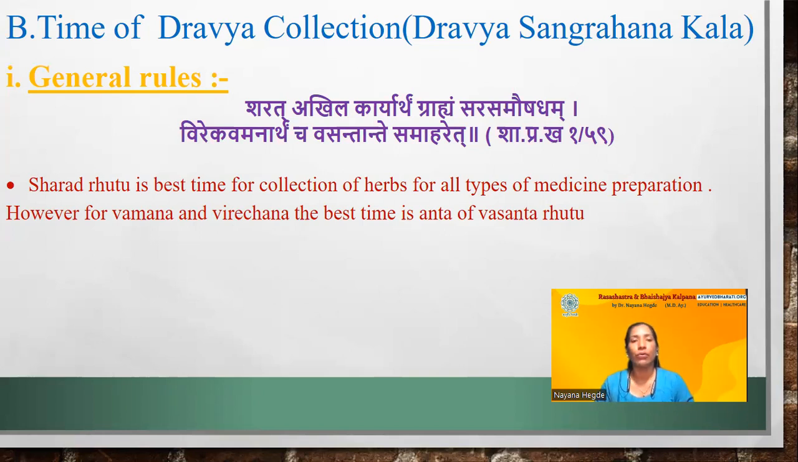Next point is time of Dravya collection. Dravya Sangrahana Kala. So Dravya Sangrahana Kala also has Samanya Niyama. What is the Samanya Niyama? In general, the general rule is how the dravyas should be collected. शरत अखिल कार्यार्थम ग्राह्यम सरसम औषधम विरेक वमनार्थम च वसंतांते समाहरे. Sharad Kala should be considered for the collection of raw drugs or the drugs.